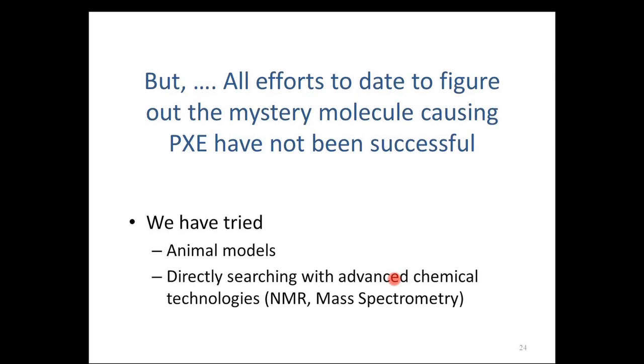So let me go through a few of the things that have been tried, explain why we took some of these approaches. These are actually two approaches that we worked on in my laboratory. One was identifying an animal model. If we could have an animal model, maybe in that animal model we could use this whole process to figure out what this mystery compound is. And then the other approach we've taken was basically a chemical approach, assuming that this might be a very small molecule and using very advanced new chemical technologies like nuclear magnetic resonance and mass spectroscopy to actually identify the compounds directly.